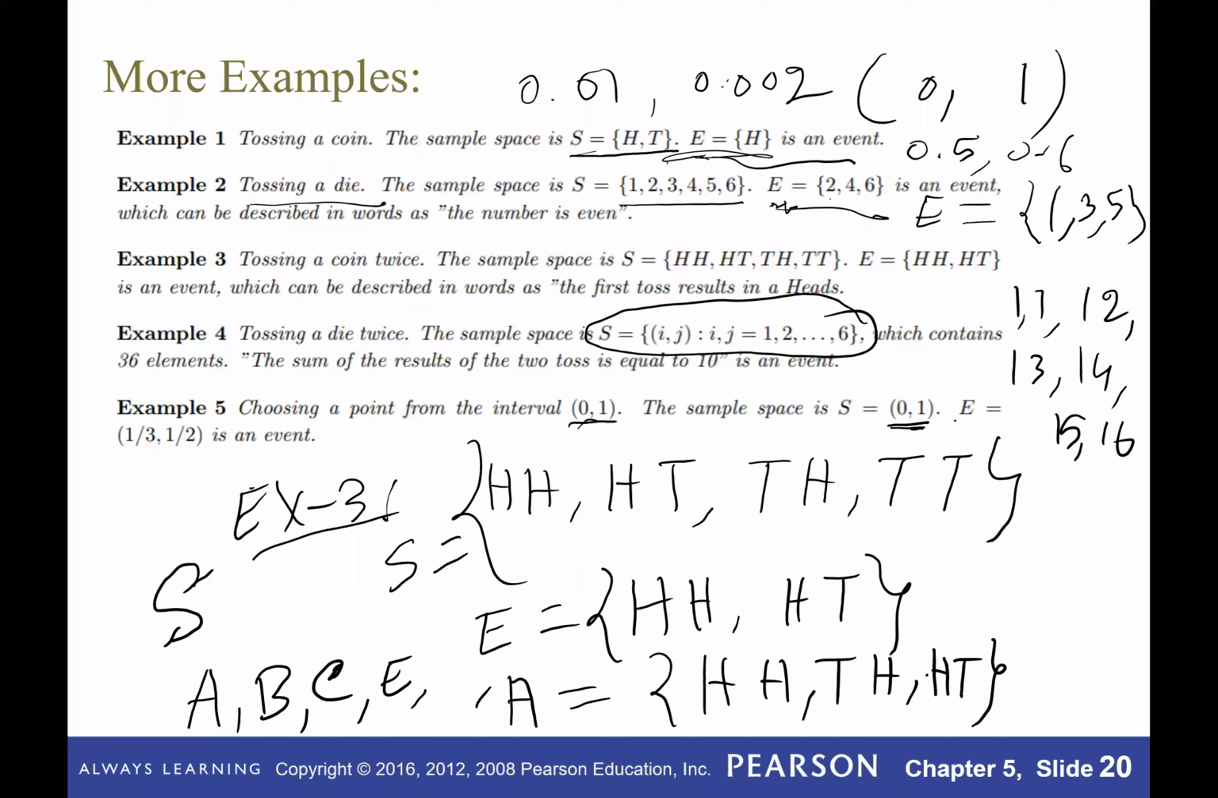So we consider an event, where this is also an interval. This is from 1/3 to 1/2. So this is between 0 and 1, right? Both numbers are between 0 and 1. So this is an event. This is also an interval.